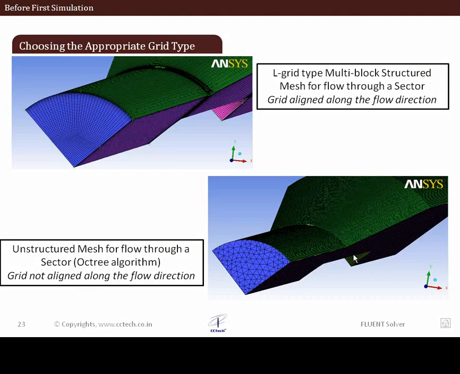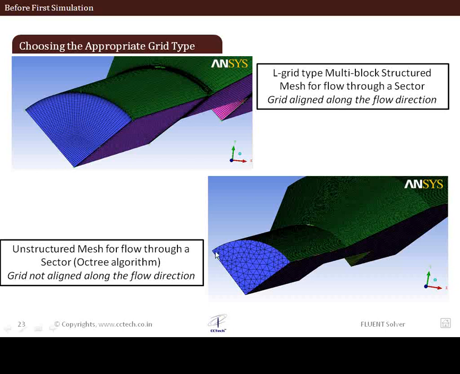Let's have a look at another example of a sector of a combustor, let's say. And what you can see here is an L-grid type multi-block structured mesh which has been generated. You can see quadrilateral faces here which are getting extruded, unlike an unstructured mesh here. Now let's say if it's a combustor where the flow is not really aligned along the direction of the mesh, in that case it is okay to have an unstructured mesh using one of the good algorithms like octree or Delaunay or advancing layer methods or advancing front method.